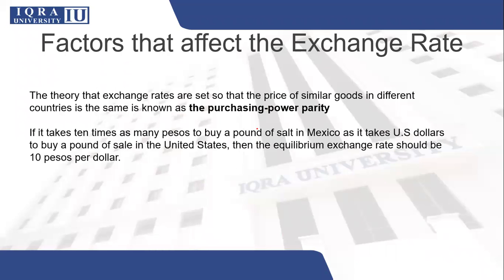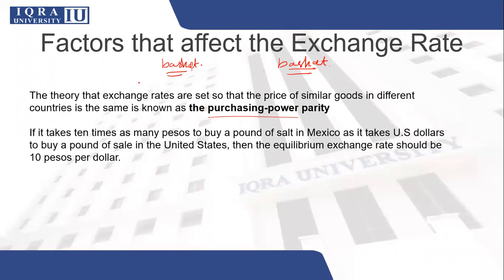Now, what is purchasing power parity? The theory that exchange rates are set so that the price of similar goods in different countries is the same is known as purchasing power parity. Basically, purchasing power parity is a theory that states that if you can buy a similar basket of goods in one country, you should be able to buy that same basket in another country as well at the same price.